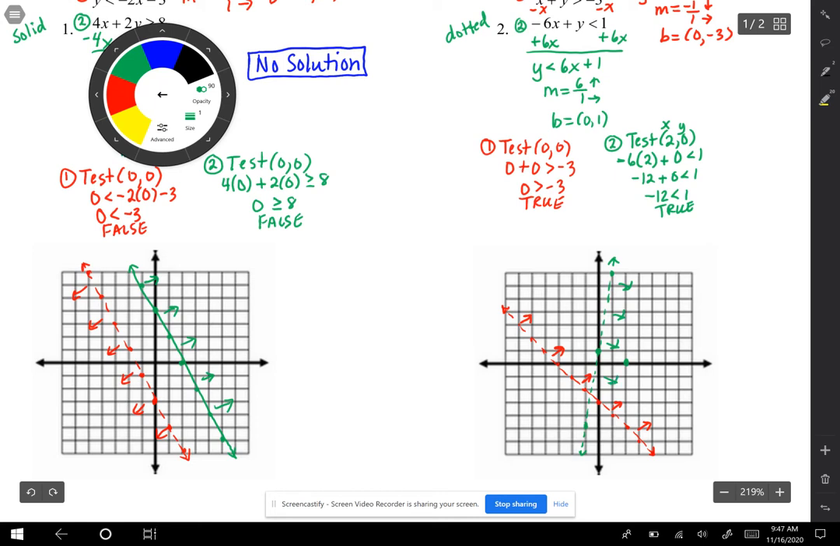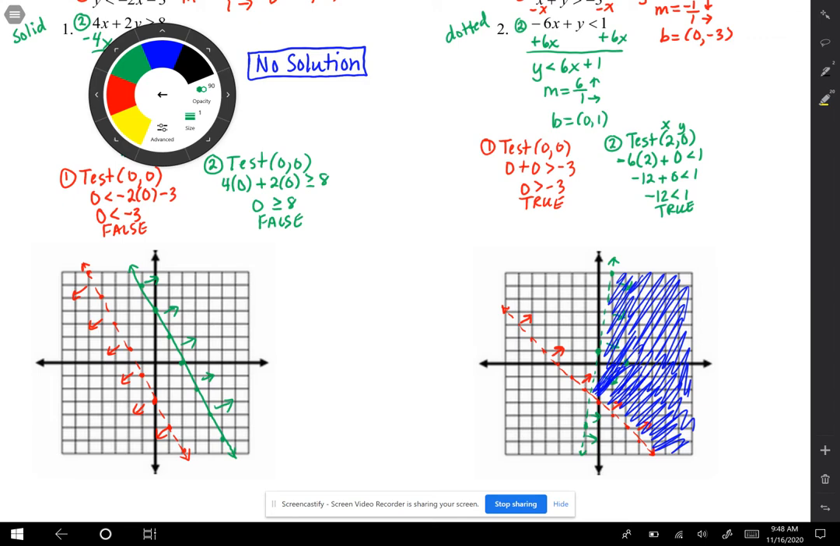And notice where the red and green arrows meet is the intersection. That shaded region is the solution. So this entire region right here. Should have drawn more arrows. Always draw enough arrows so you know that you don't miss something that you're shading.